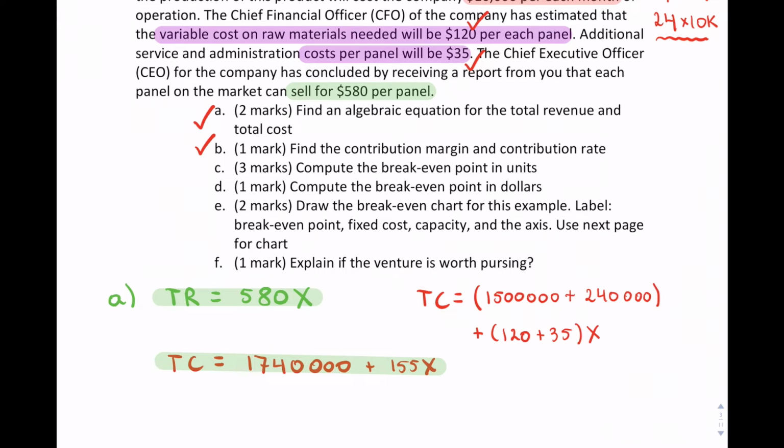Now part B. For part B, we have contribution margin and contribution rate. Contribution margin equals our selling price, 580, minus our variable cost. This is all per item, which is going to equal 425. These values are in dollars, of course.